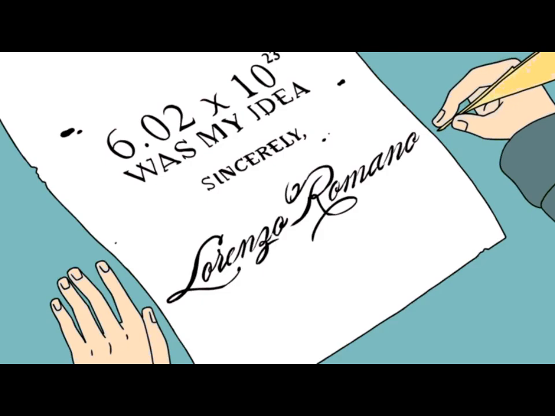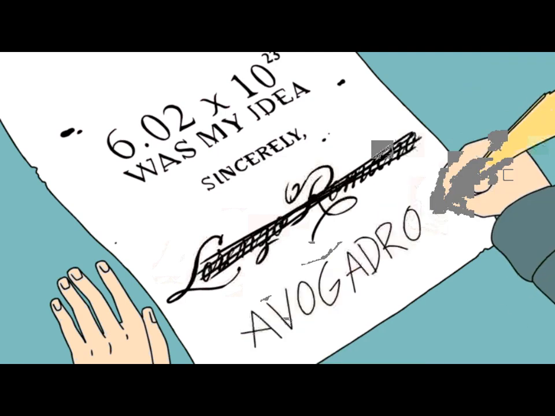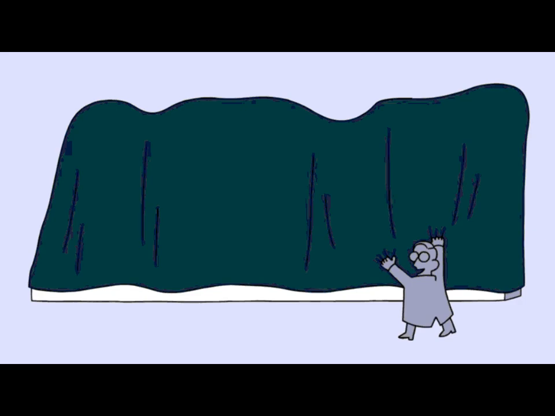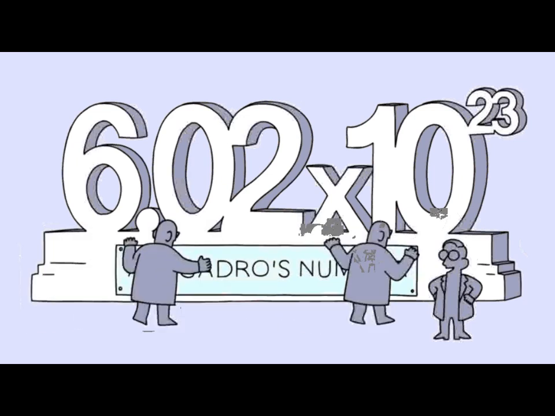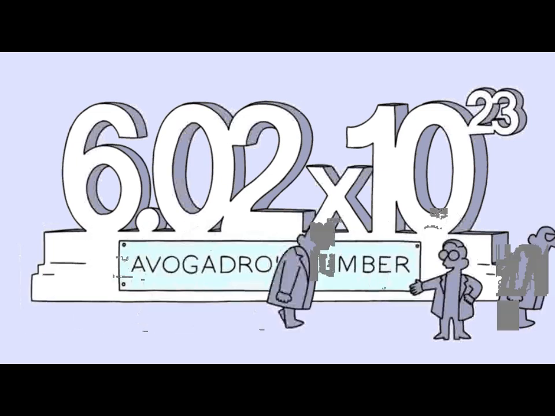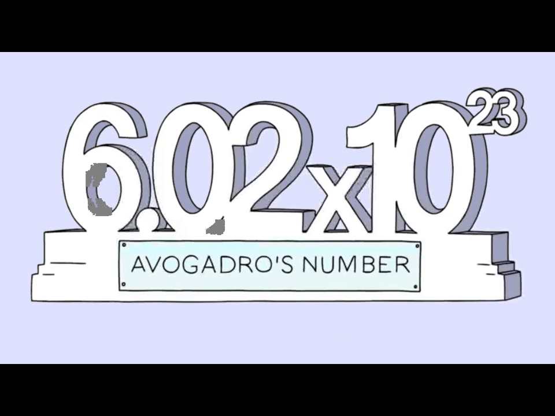Since Lorenzo Romano, never mind, Avogadro was the first one to come up with this idea, scientists named the number 6.02 times 10 to the 23rd after him. It is simply known as Avogadro's number. Now, back to the mole. Not that mole. This mole.